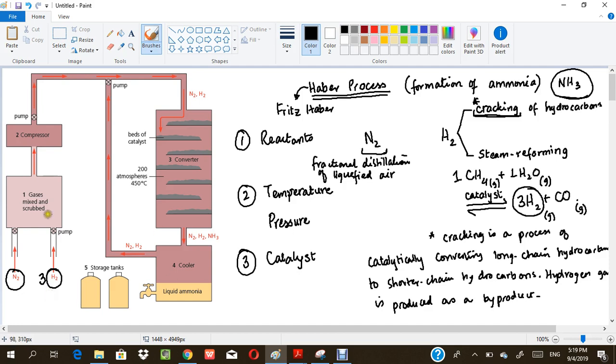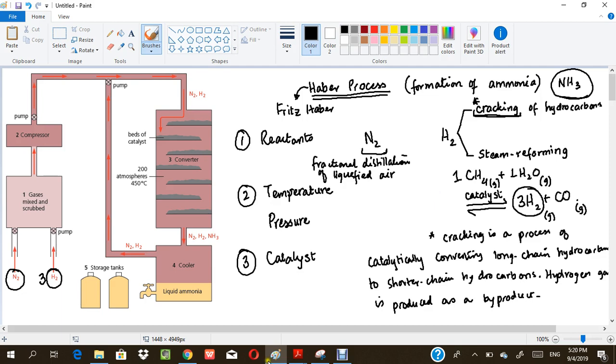So now what we do is we pump these gases into this first chamber. And in this first chamber, these gases are scrubbed and cleaned. Why is this important? What kind of cleanliness is carried out? The first thing is that when we pump the gases, some dirt molecules, some other impure gases are bound to come into the system along with nitrogen and hydrogen gases.